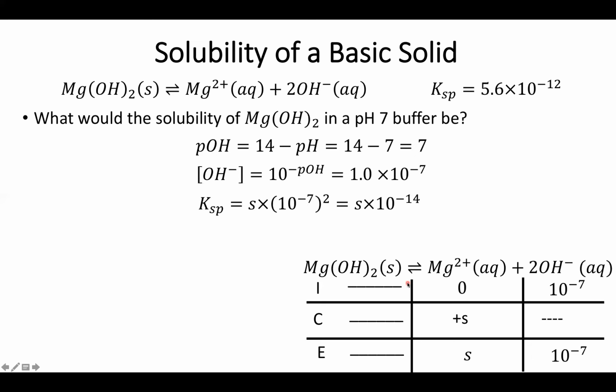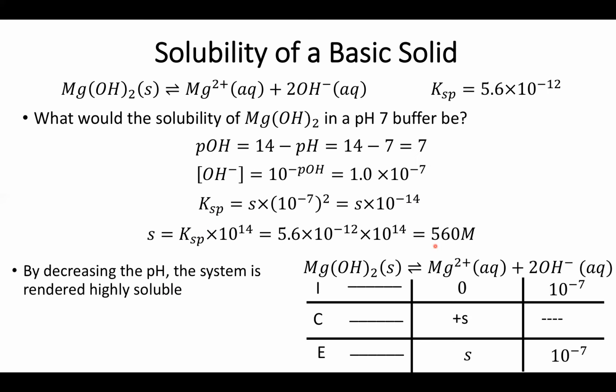So same thing as last time, but now that hydroxide component is going to play a much bigger role, because instead of 10 to the negative 4th squared, it's 10 to the negative 7 squared, which means the solubility is going to be the Ksp times 10 to the 14th. So this gives us a concentration of 560 molar.